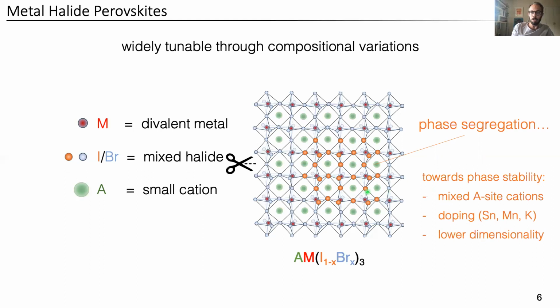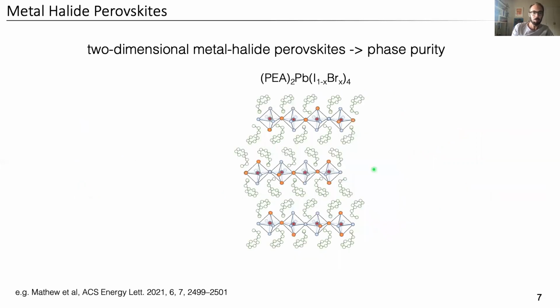If we look at, for instance, the lower dimensional perovskites, right? So what we're doing in this case is we're changing the small cation for a larger cation, effectively cutting up the inorganic lattice into two-dimensional sheets. And it has been shown that indeed these two-dimensional metal halide perovskites show phase purity, so there's no phase segregation of the iodines and bromides in this lattice.